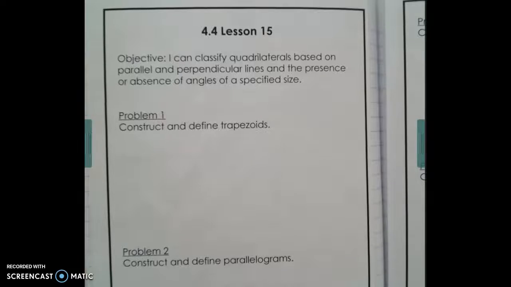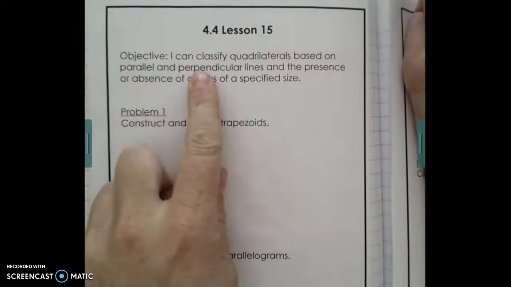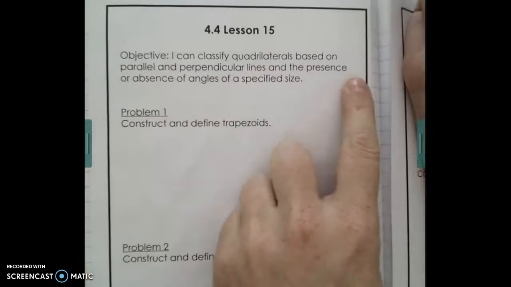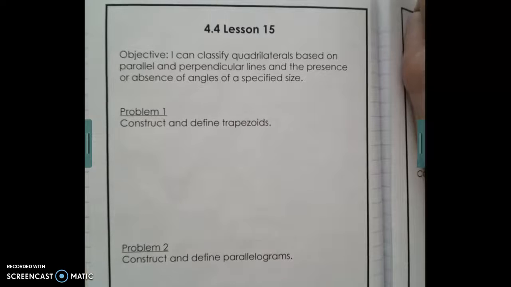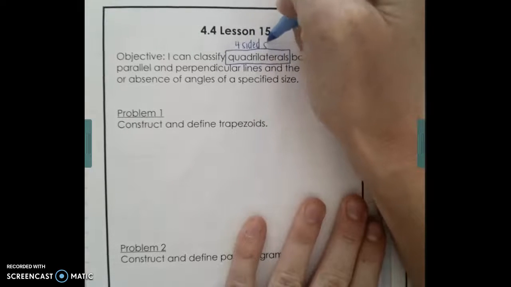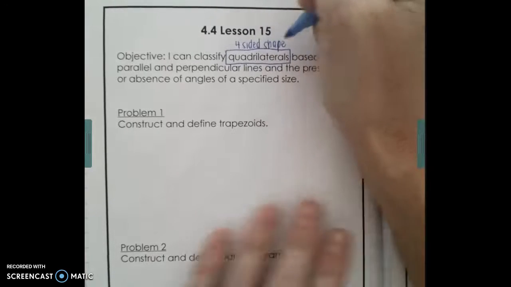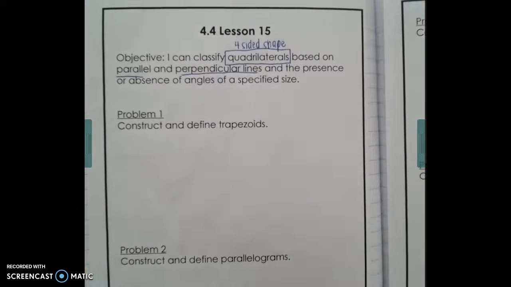All right, we are on 4.4, lesson 15, and our objective is I can classify quadrilaterals based on parallel and perpendicular lines and the presence or absence of angles of specified size. This is a long one, but we're looking at quadrilaterals. And if you remember, that's a four-sided shape. And then we're going to look at parallel lines, perpendicular lines, and then any kind of angles that we see inside of it.